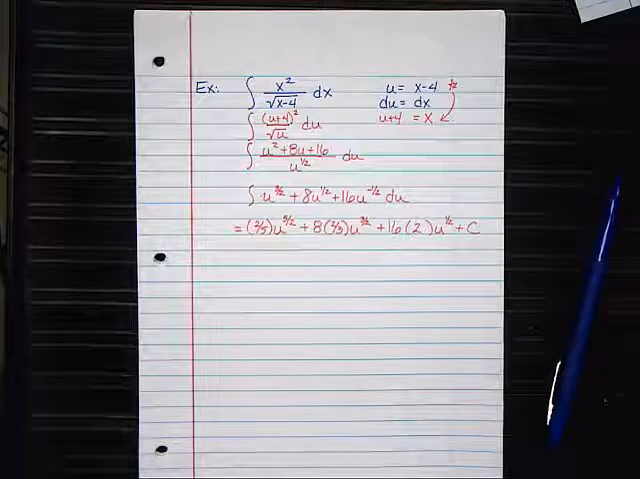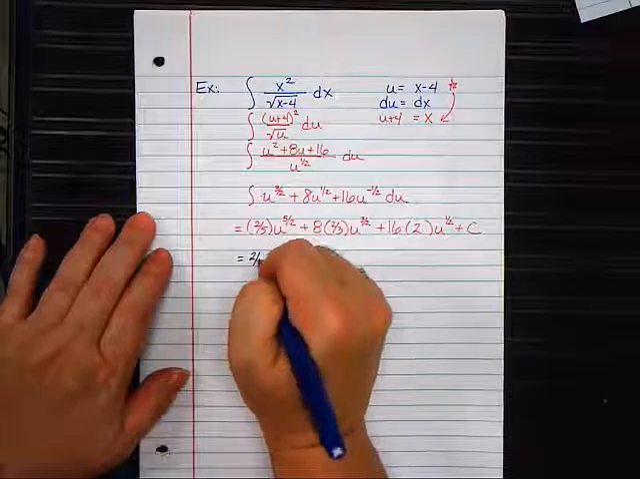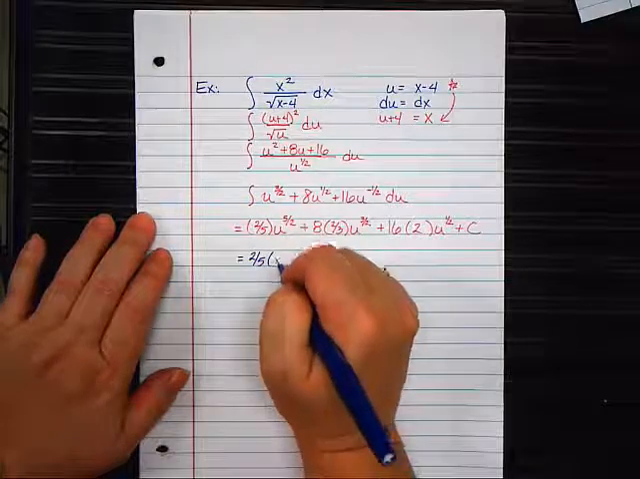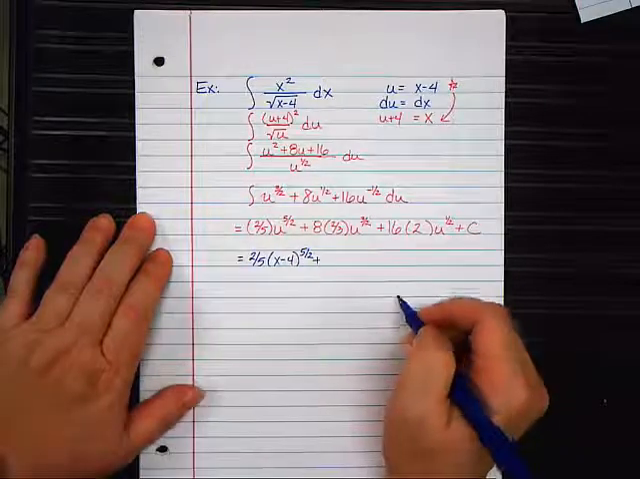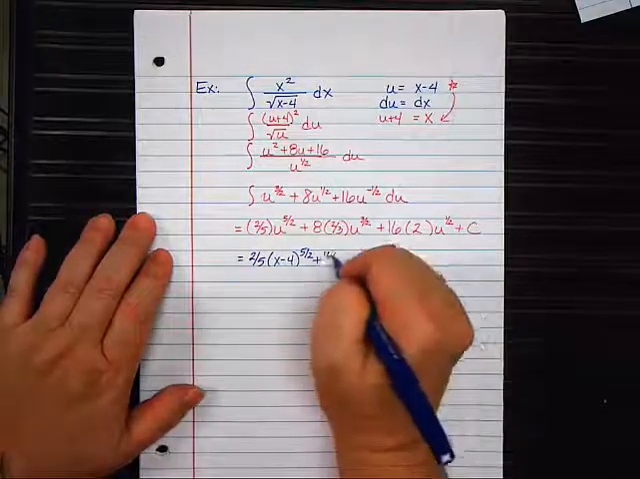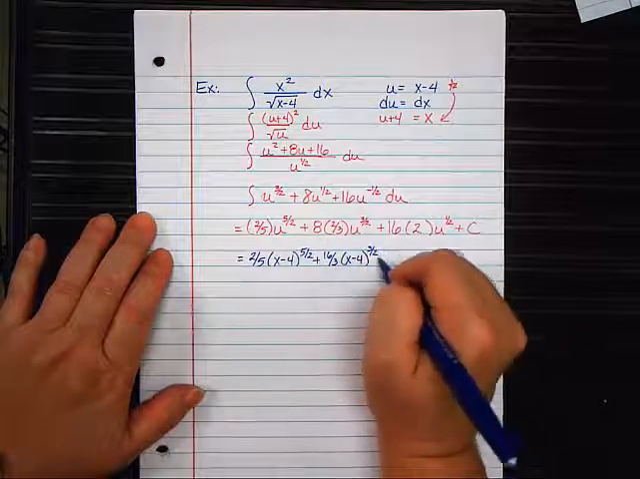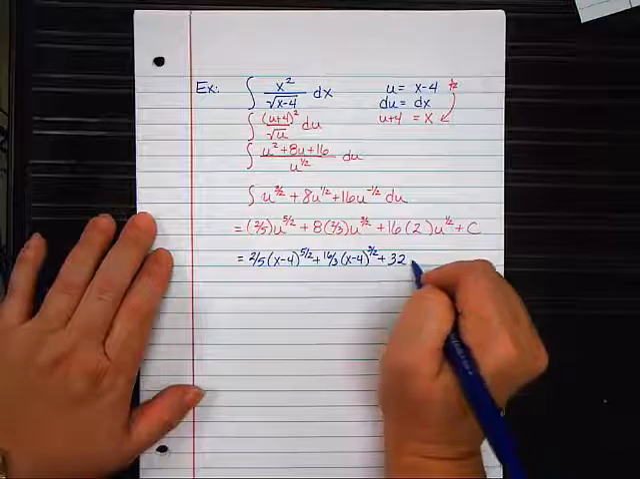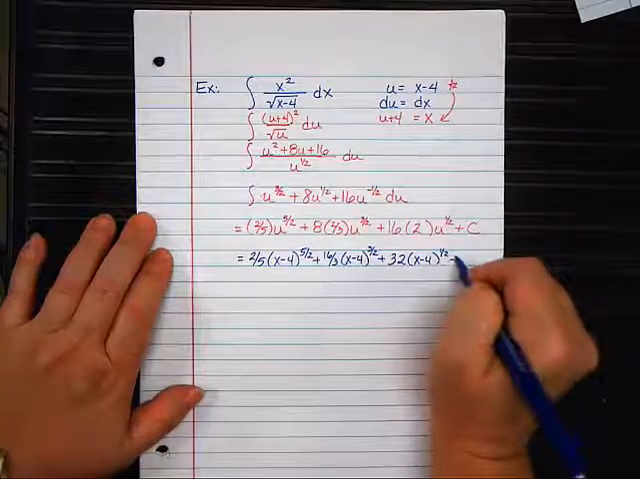Are we done? Nope. What do I have to do? Change it back to x's. Last step. 2/5, parentheses, x minus 4, 5/2, plus 8 times 2/3 is 16/3, x minus 4, 3/2, plus 32, parentheses, x minus 4, 1/2, plus c.